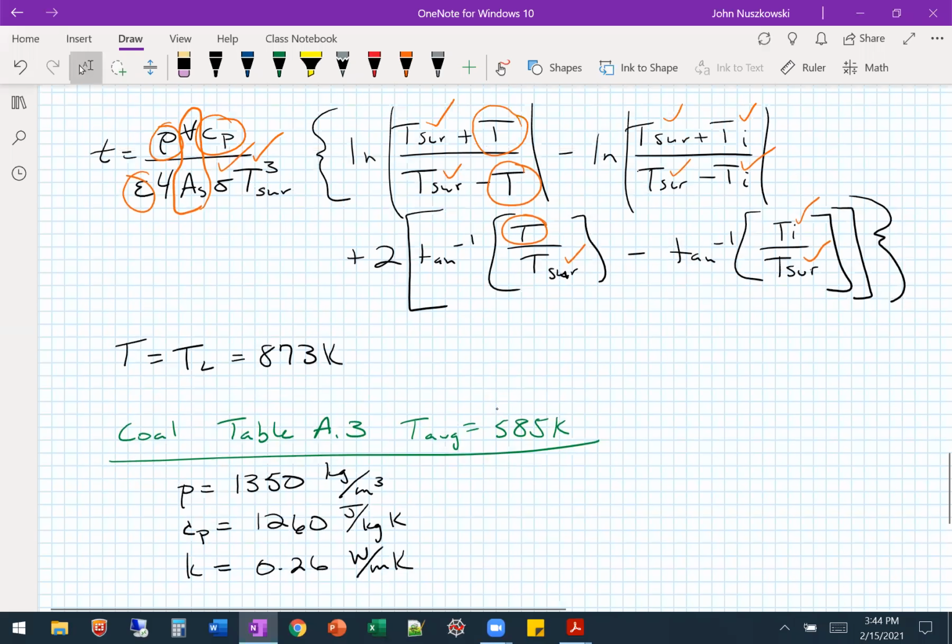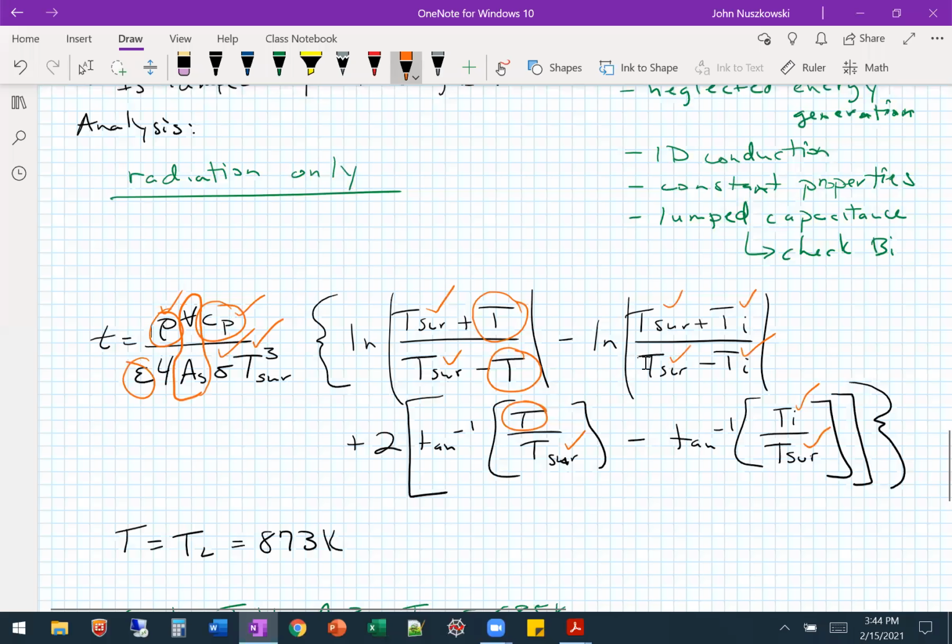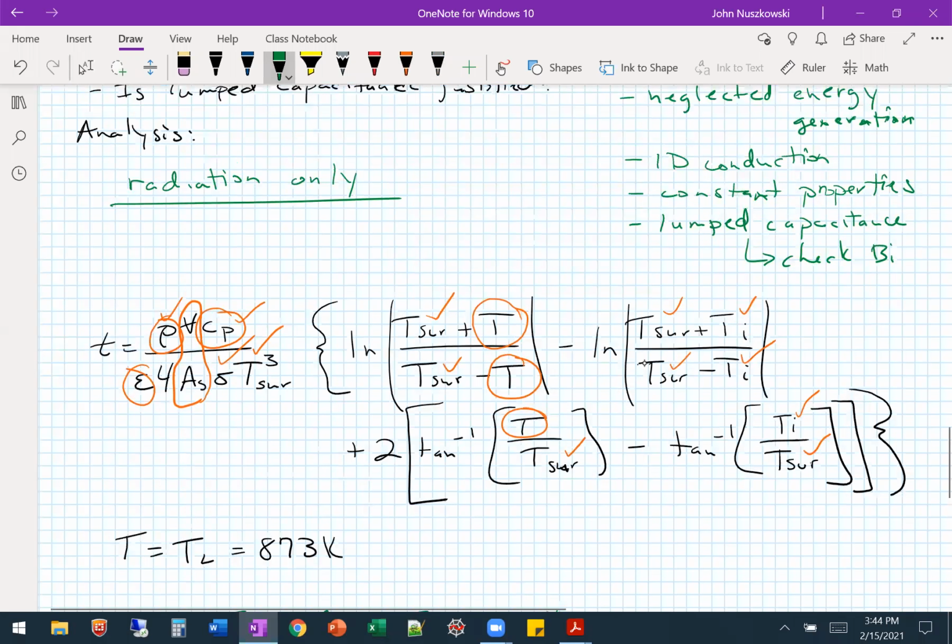All right, so if we do that, that means we have the specific heat, we have density. So now what we have left is emissivity and volume over surface area. Well, the back of the book for emissivity isn't there for coal, so we're going to have to make an assumption, okay? So the emissivity, we're going to assume it's equal to 1, okay?